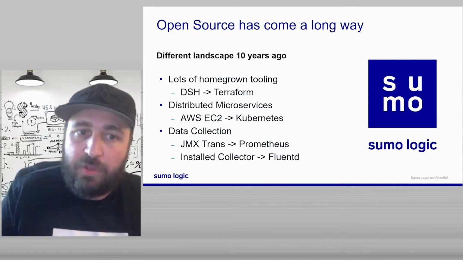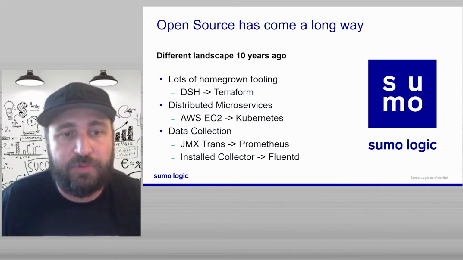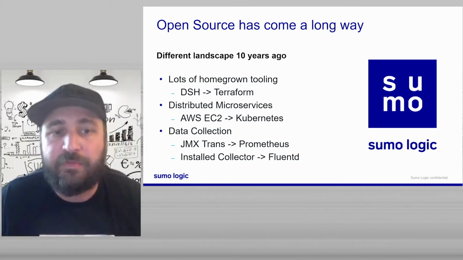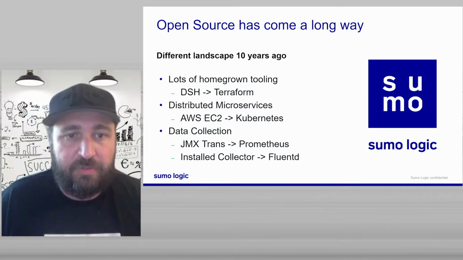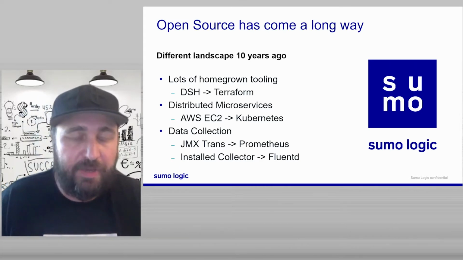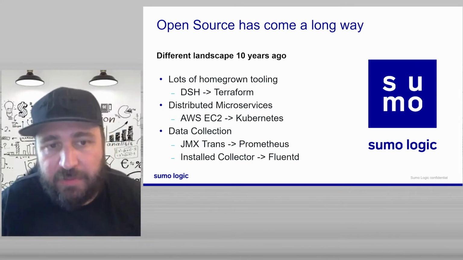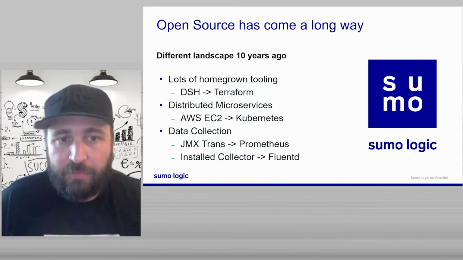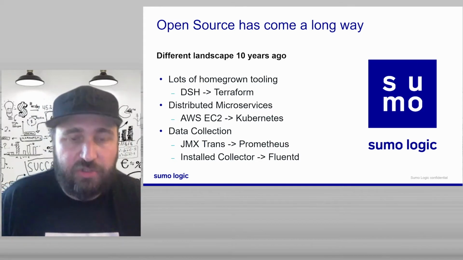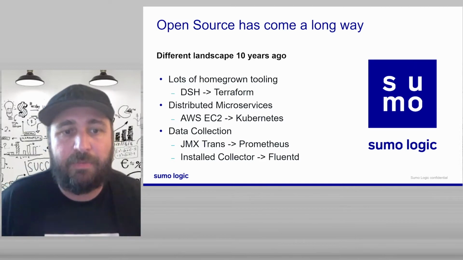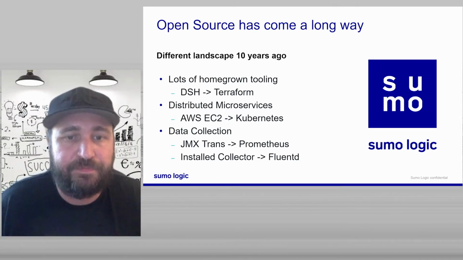Now one of the things that we're looking at is how we can migrate from our own homegrown tooling to the widely accepted default choices in open source, Terraform for cloud provisioning. But there are other examples within Sumo. We ourselves are going through our own transformation from AWS EC2 traditional microservices architecture over to a Kubernetes-based architecture. Even in data collection, we are going open source now, moving from tools like JMXTrans that would send to our installed collector, heavily using our installed collector and our proprietary software, to Prometheus and Fluentd and other technologies like this.